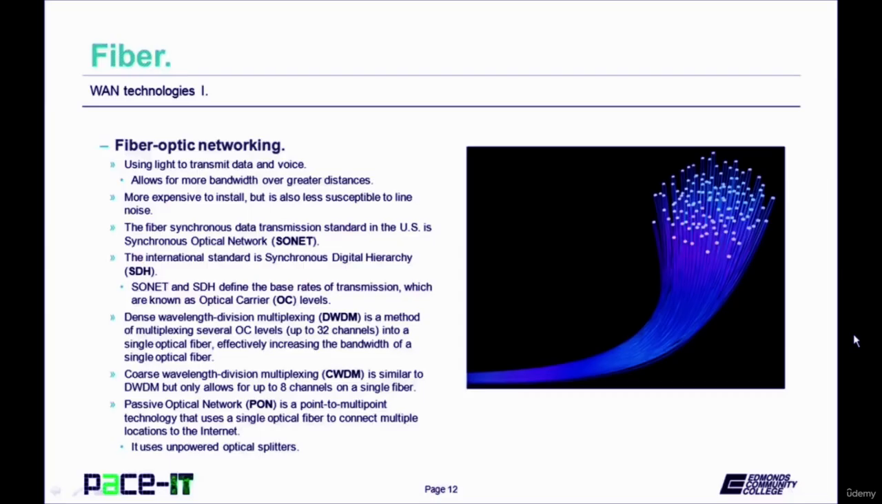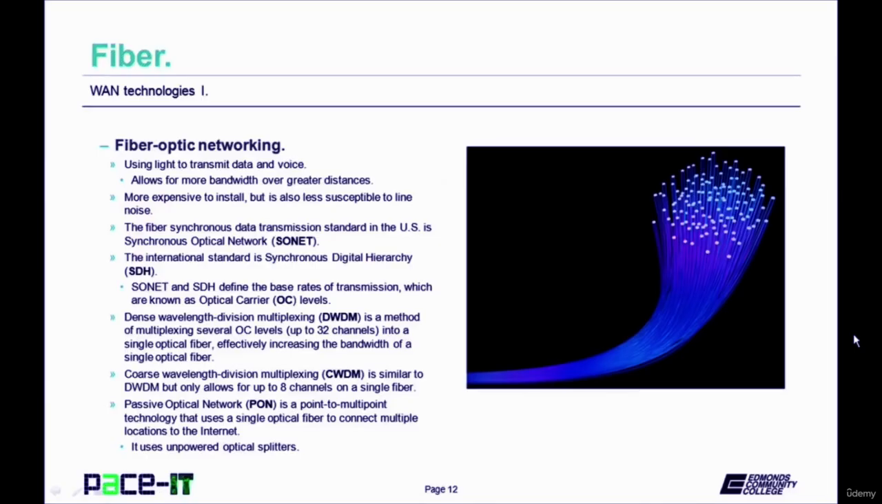Dense wavelength division multiplexing is a method of multiplexing several optical carrier levels together, up to 32 of them, into a single fiber optic cable, effectively increasing the bandwidth of that single optical fiber. Instead of DWDM, you could use CWDM, coarse wavelength division multiplexing. It's similar to DWDM, but it only allows for up to 8 channels on a single fiber.